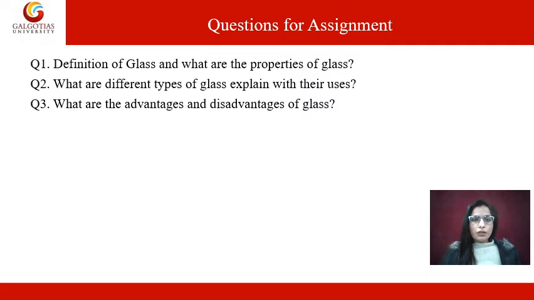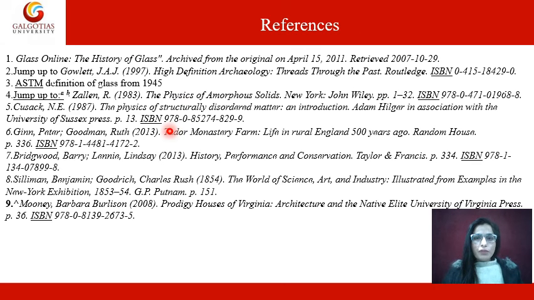So here we have three questions related to this lecture. Question number one is the definition of glass and what are the properties of glass. Next is what are the different types of glasses, and explain with their uses. What are the advantages and disadvantages of glass? So you have to answer all these questions. Here we have a few references, so you can use these references for more detail about glass history and the types of glass, advantages and disadvantages. So you can use all these references.